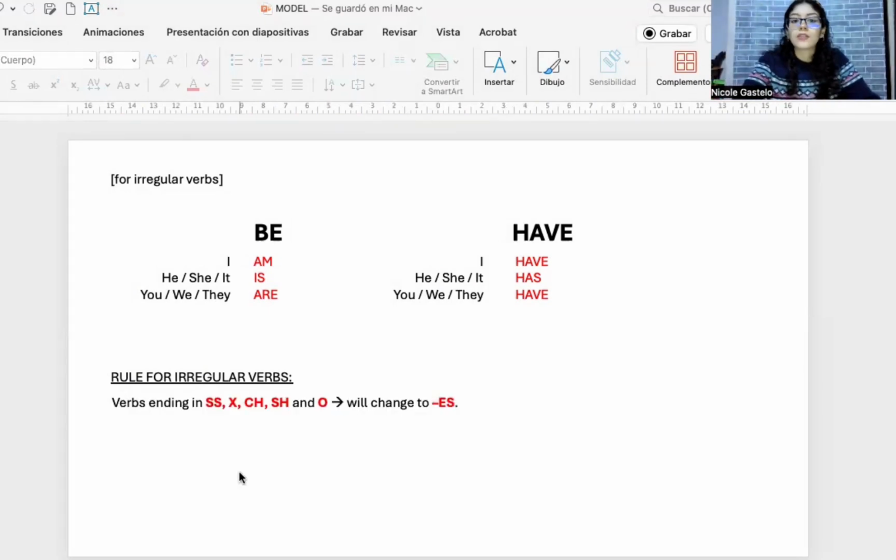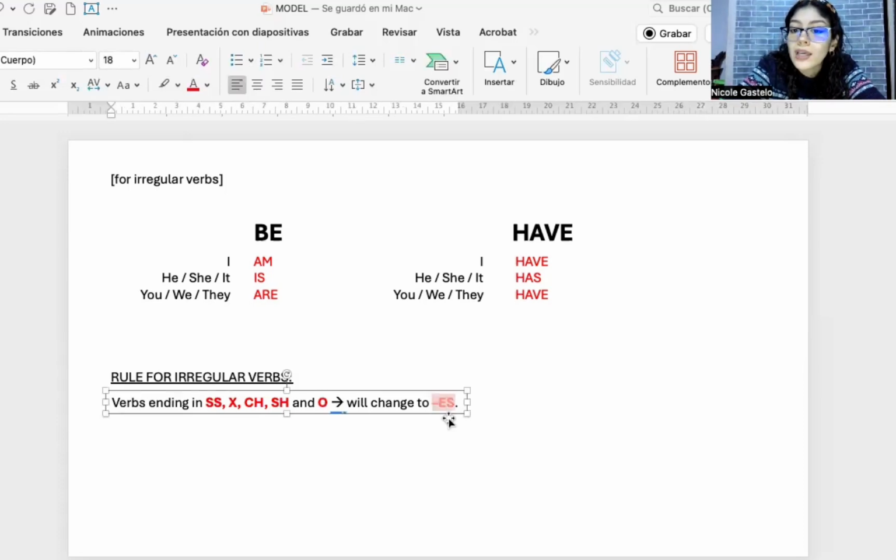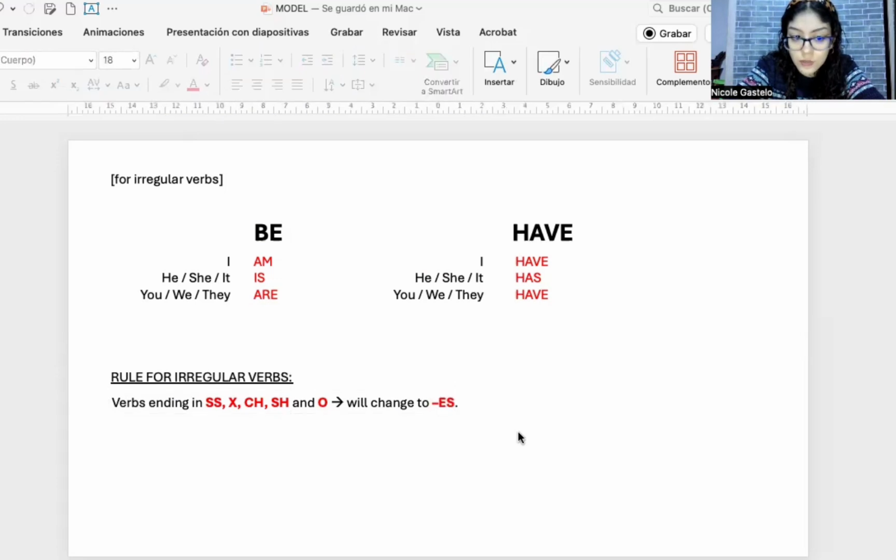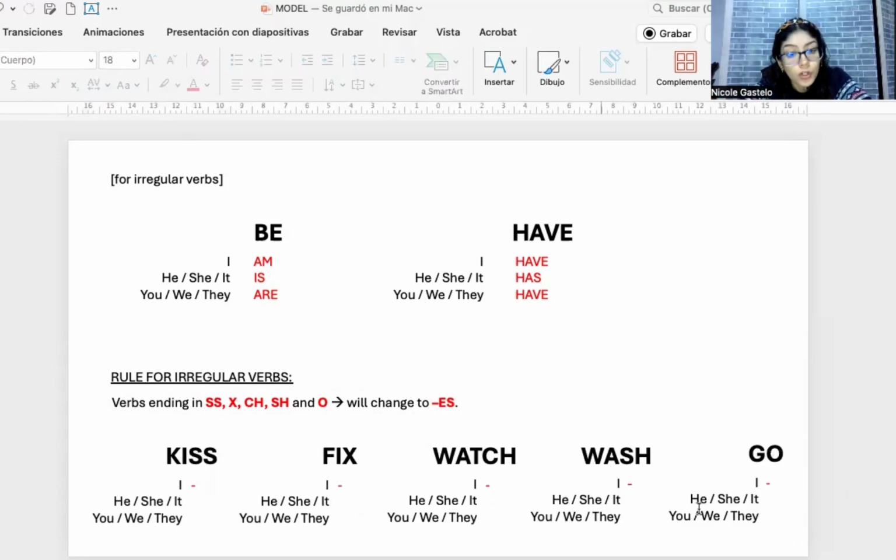But what does the rule say for irregular verbs? The rule says that verbs ending in double S, X, CH, SH, and the letter O will change to ES at the end. For example, here we have 5 verbs to see how the rule applies to them.